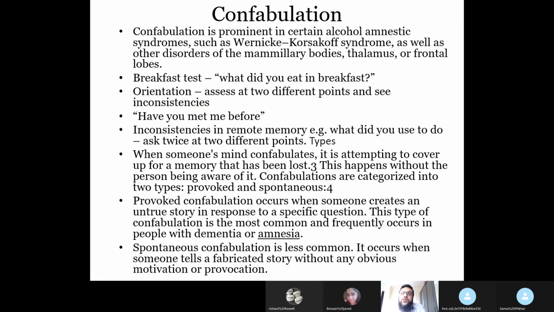Confabulation. So confabulation is a thing which is seen mostly in Korsakoff syndrome. It can be seen in any mild cognitive impairment, it can be seen in dementia, but it is especially seen in Korsakoff syndrome. And confabulation is prominent in certain alcohol amnestic syndromes such as Wernicke-Korsakoff syndrome. So what I do, I name it as a breakfast test. What did you eat in breakfast?